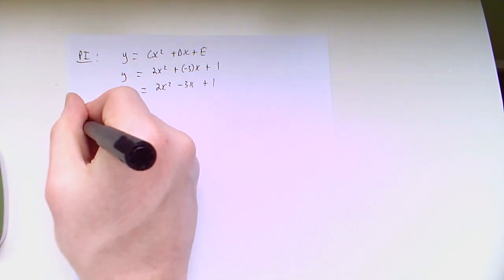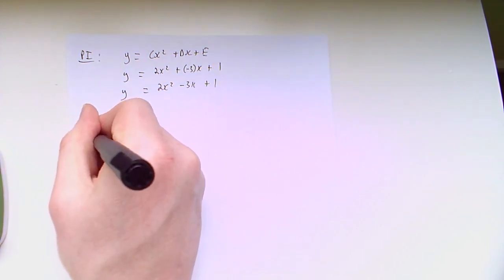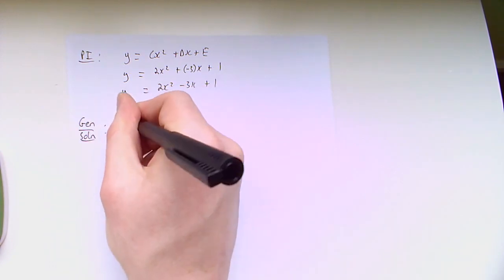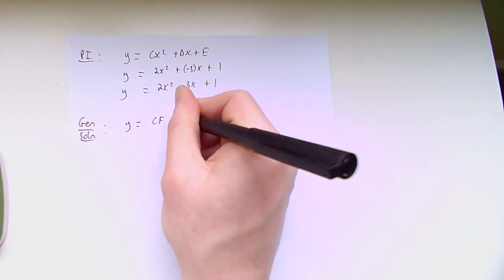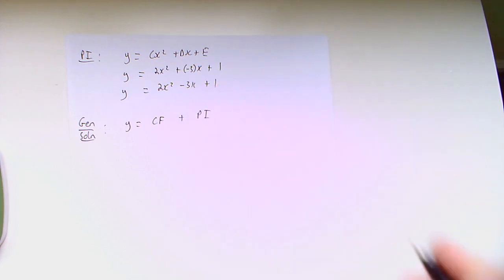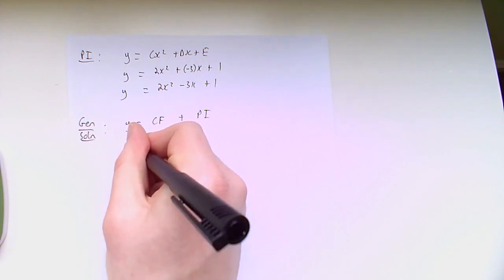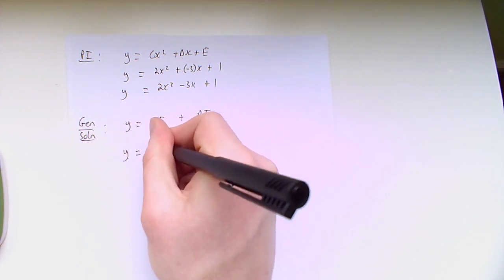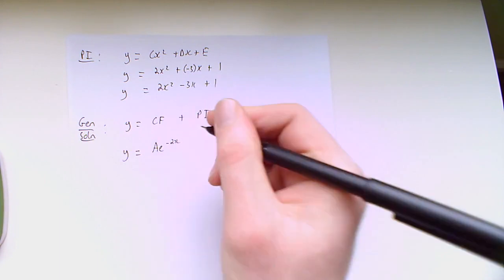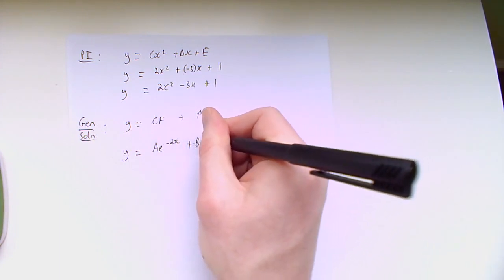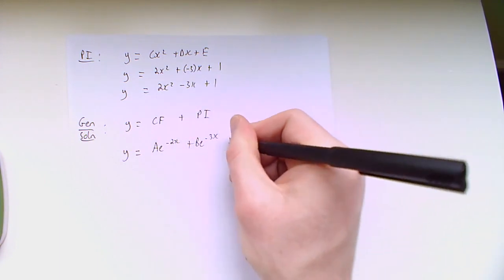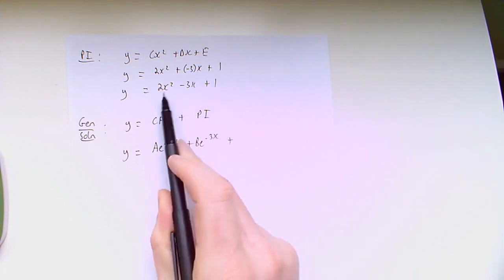And remember, a general solution is what we get when you add the complementary function and that particular integral together. So you go back to your first page, your solution. It was one of the first things we did. We worked out our complementary function, and that was ae to the power of -2x plus be to the power of -3x, and then all we do is we add our particular integral to the end.